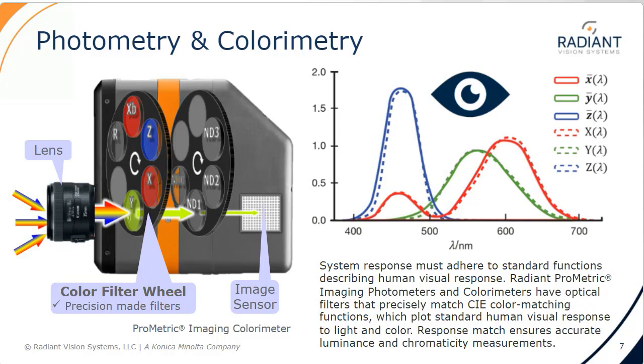Color filters on an internal filter wheel each represent a curve on the CIE color matching function plot. This plot, shown to the right, has solid lines describing the standard human visual response. On the dotted lines, the response of the Radiant imaging colorimeter closely follows the CIE curves, meaning the system is capturing highly accurate values of light and color that reflect human perception.